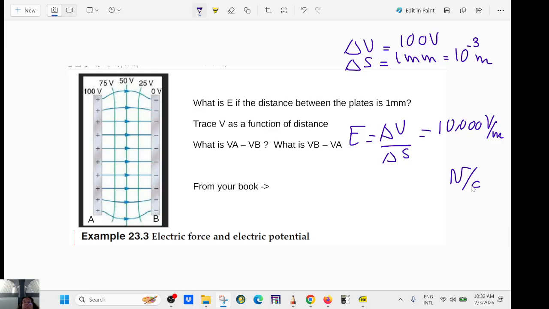Newton per coulomb. So if you have a proton here, it wants to go down the potential. An electron here wants to go up the potential. So this is like 25 volt. You are losing 25 volt divided by 1, 2, 3, 4. So it's 1 millimeter divided by 4, which is 0.25. Is that right? 25. And you get, right, 1, 2, 3, 4.